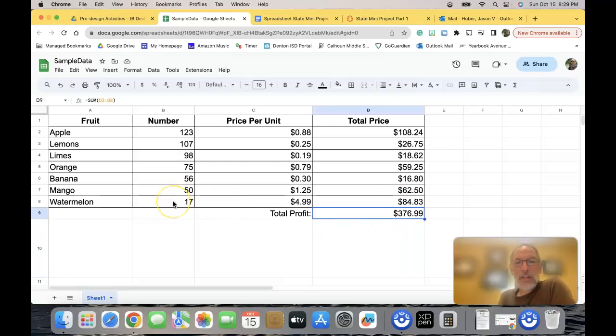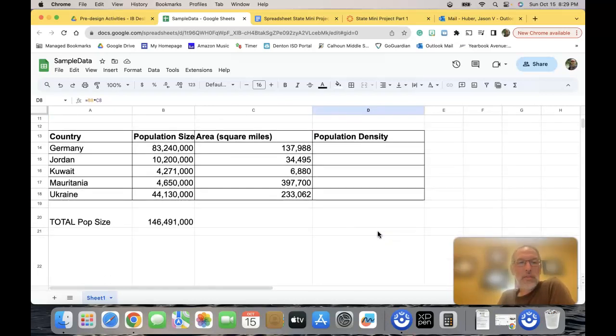Now, let's say I want to change something. Let's say I get a couple more watermelons in. Now I have up to 20. So I'm going to change my watermelon number to 20. Watch this. It updated not only the total price for watermelons here, but also my total profit as well, because the number of watermelons went up. The unit price stays the same, but my total price goes up, and then my total profit goes up as well.